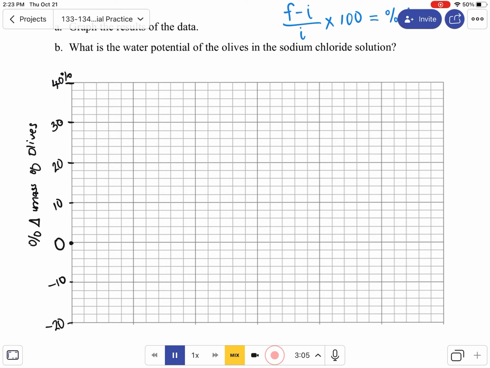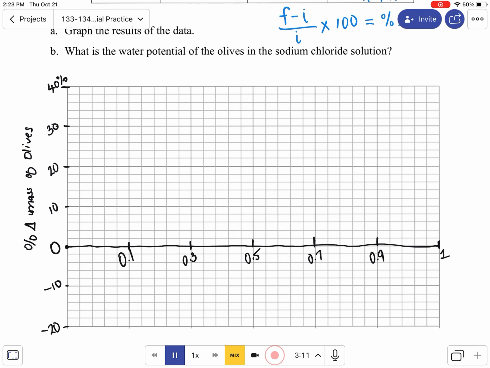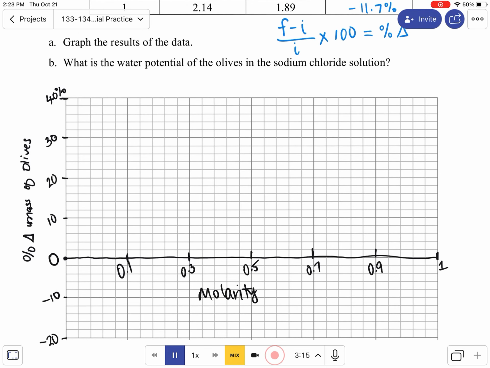Now I'm going to add my x-axis, which is the concentration of the solutions. So I've added the concentrations. This is a molarity of the substances. And some students don't like putting the name of the axis here in the middle of the graph. If you want to put the name down here, that would be totally acceptable and fine as well.